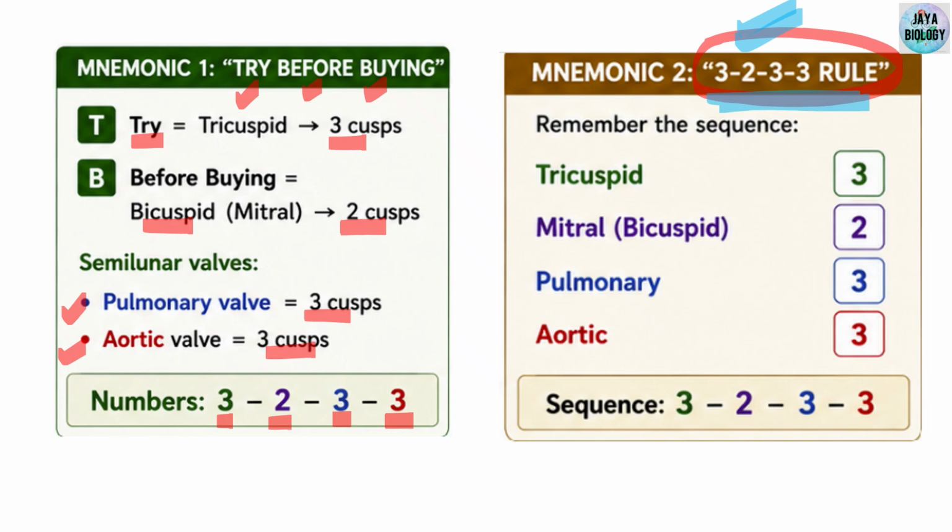So in this video we have tried to make you learn all the given mnemonics so that you can learn all the valves of the heart.